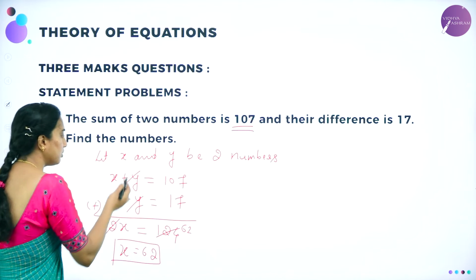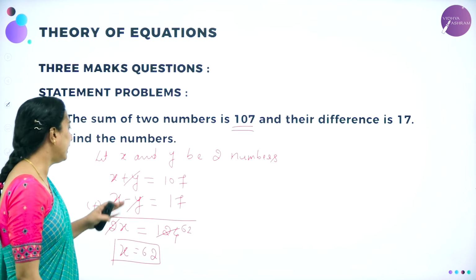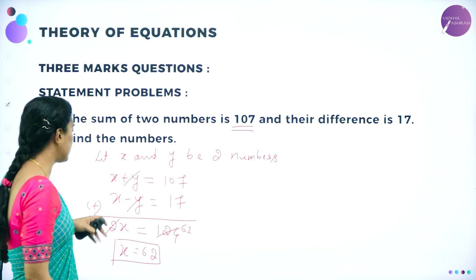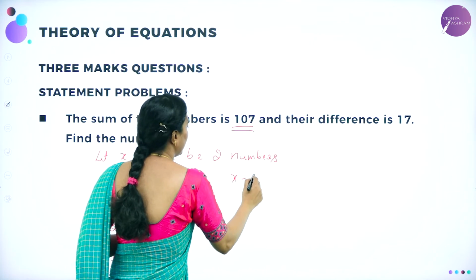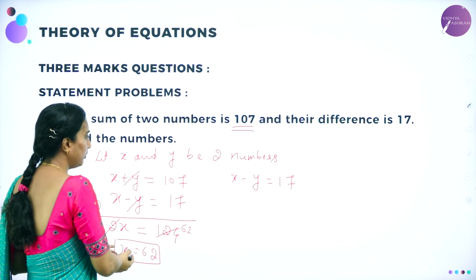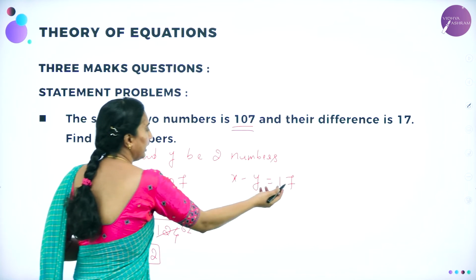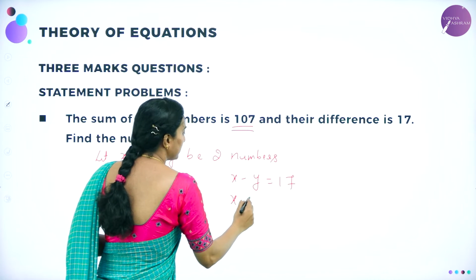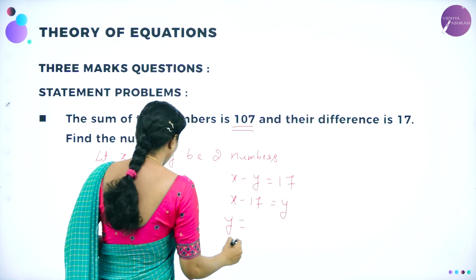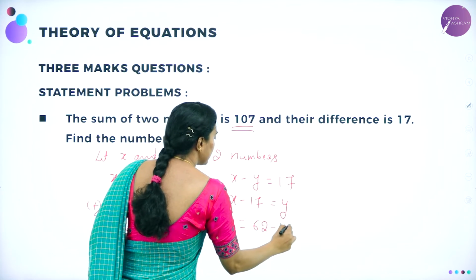Now if x is 62, I want to find out the y also. Taking the second equation or the first equation, you can find it. So taking the second equation, x minus y is equal to 17. So you know the x value, I can find out the y value. Taking 17 to this side and y to that side, x minus 17 is equal to y.